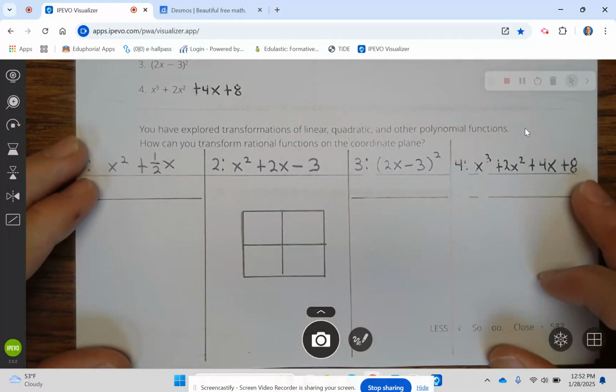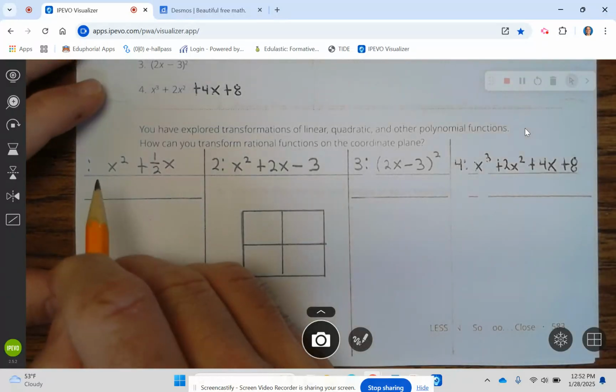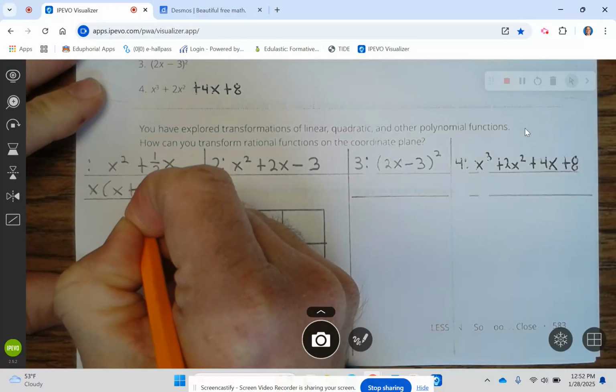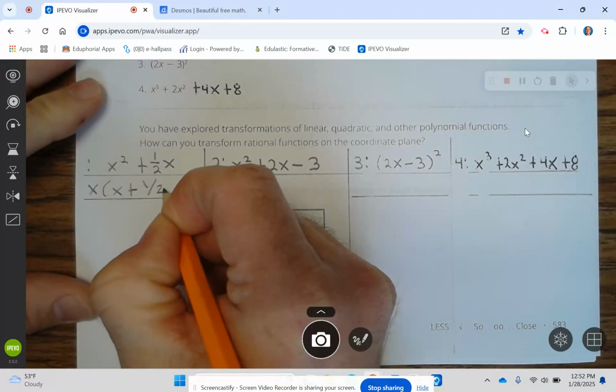Alright, let's take a look at number 1. So we can factor out an x from both terms, which leaves x times x plus 1/2.